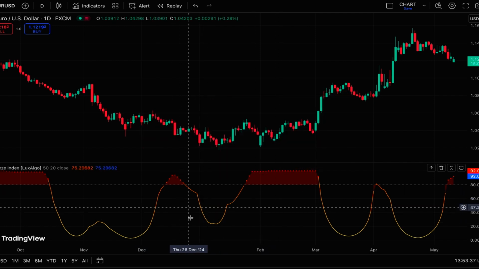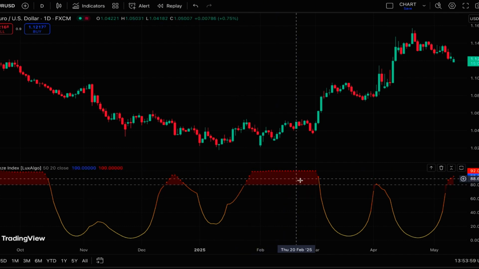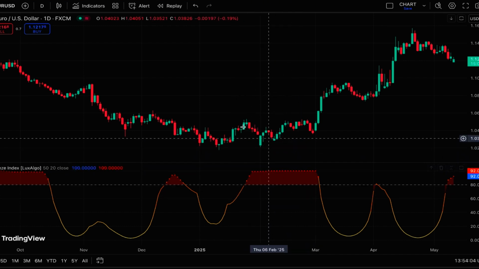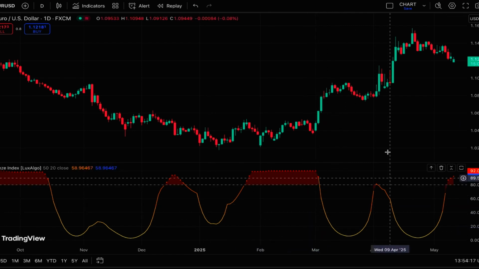As you can see, we have a line and the level at 80 is marked with this dashed line. When the line goes above 80, the area becomes red and this shows flat market. And when the line is below 80, this situation shows trending market.